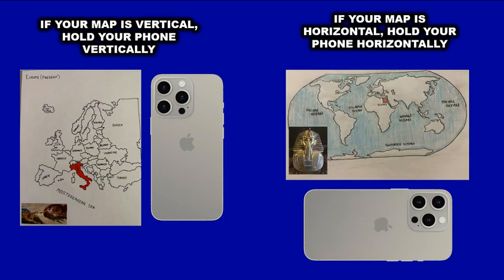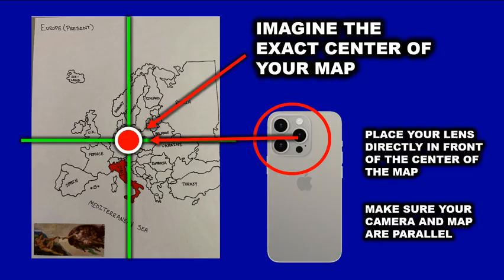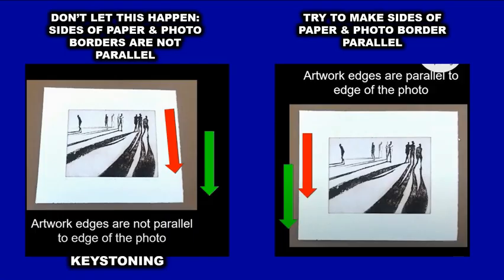Let me talk about framing for a second. So make sure your camera is angled correctly. If your map is vertical or your artwork is vertical, then hold your camera vertically. If your map is horizontal, hold your camera horizontally. And imagine the center of your map or the center of the paper. And then imagine where the center of the lens is on your camera and have that directly above the center of your map. And that'll keep you from getting keystoning on your photograph.